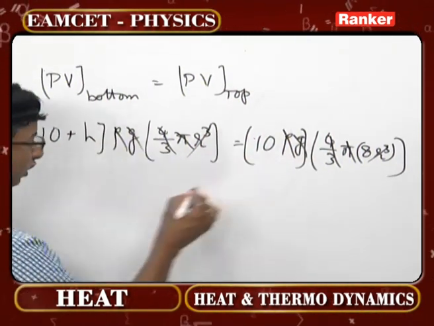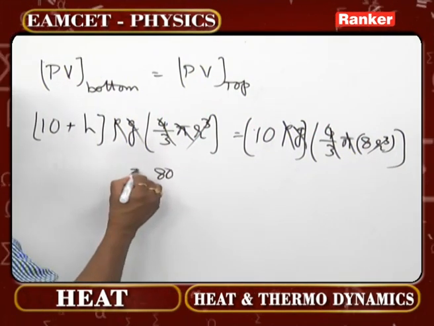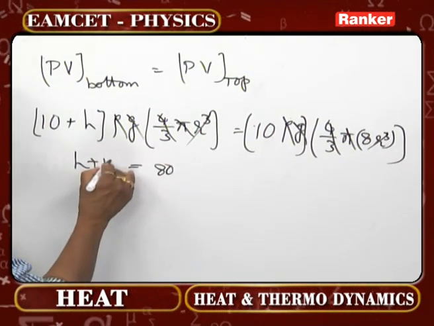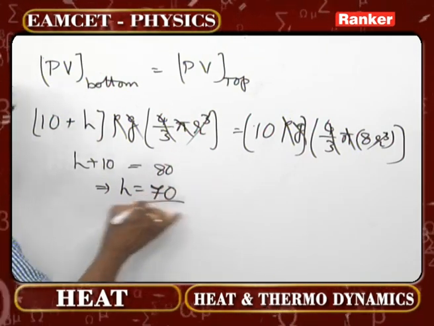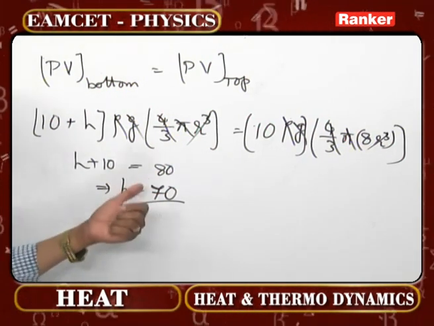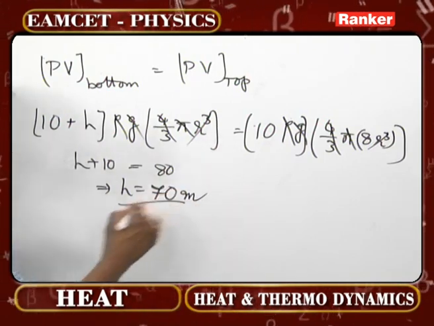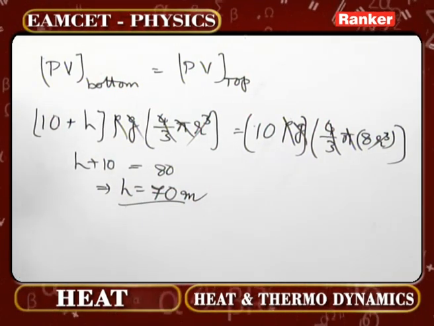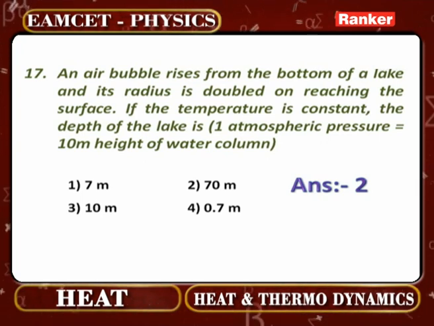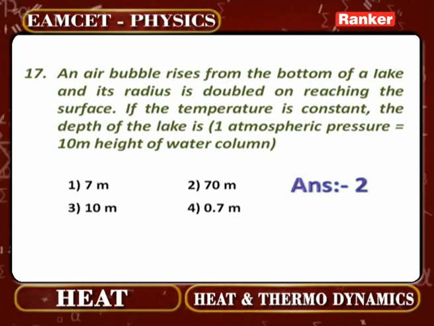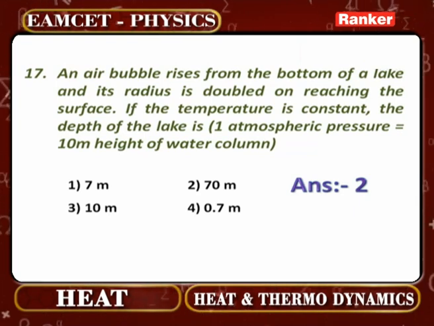Now what is left here? 80 is equal to H plus 10. Then what will be the value of depth of that particular lake? It is now 70 meter as such. Look at those options once again. Second option is given 70 meter. So it is a clear-cut application of Boyle's law once again for this question number 17 as such.